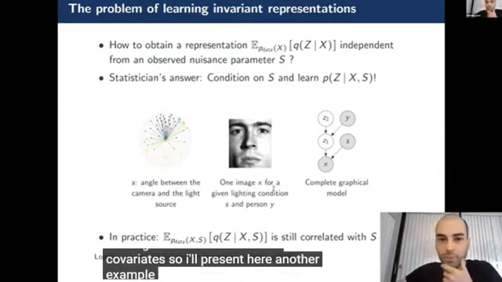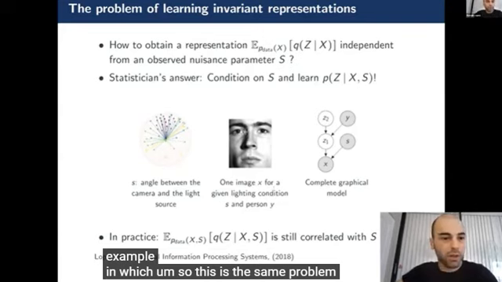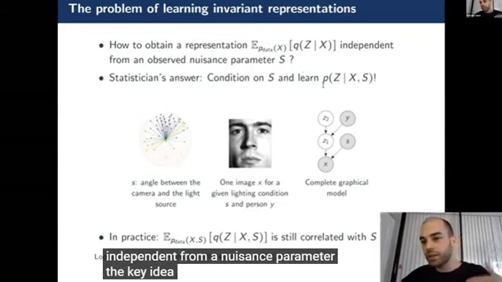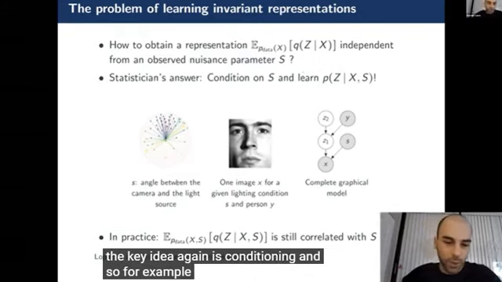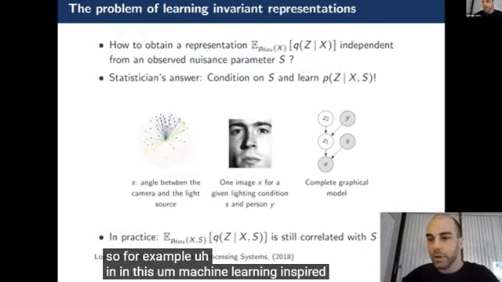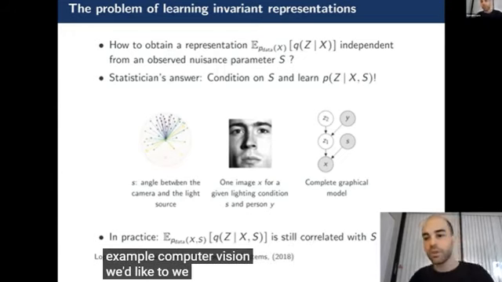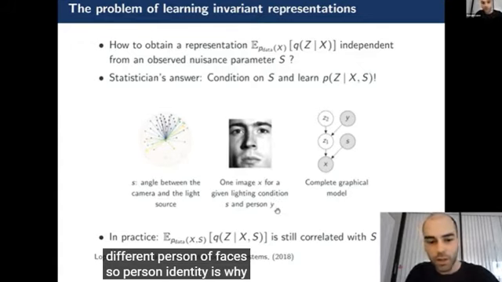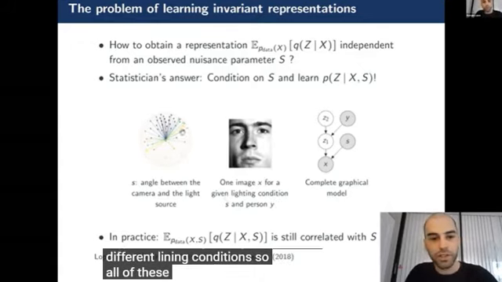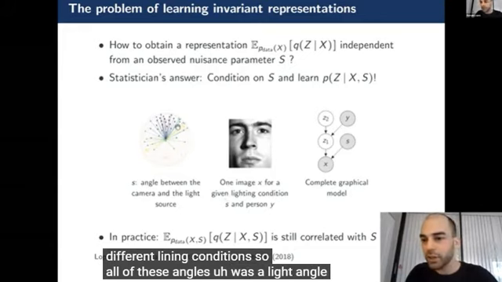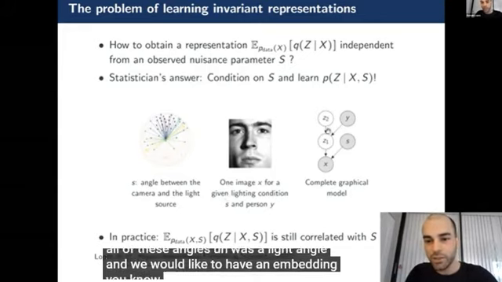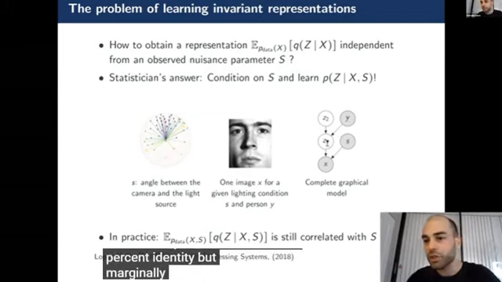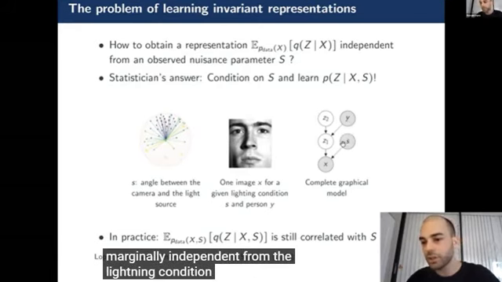So I'll present another example, but this is the same problem. How can we obtain a representation independent from a nuisance parameter? The key idea again is conditioning. For example, in this machine learning inspired example from computer vision, we have several pictures of faces. So person identity is Y, but we have different lighting conditions. All of these are different light angles, and we'd like to have an embedding, like Z1, which is very discriminative of the person's identity, but marginally independent from the lighting condition.